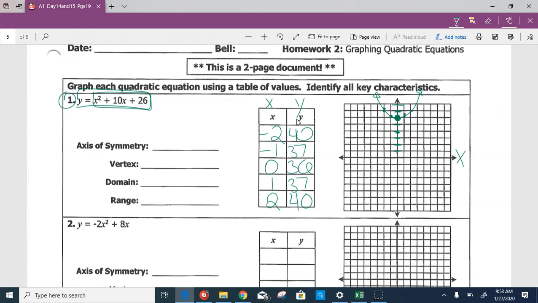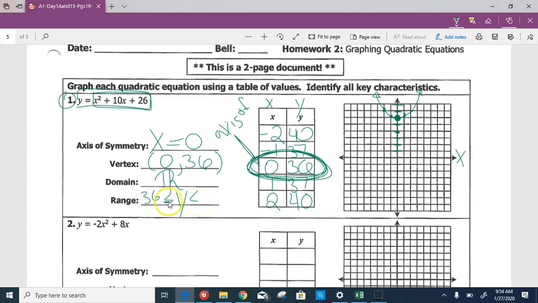Now your axis of symmetry goes through your lowest point, which is right here at the vertex. And whatever your x value is, that's your axis of symmetry. So in this case, my axis of symmetry is at x equals 0. What's my vertex? My vertex is at 0, 36. That's the lowest point. What's my domain? My domain is always all real numbers. My range? Well, it has the lowest value of 36 before it goes back up forever into positive infinity.